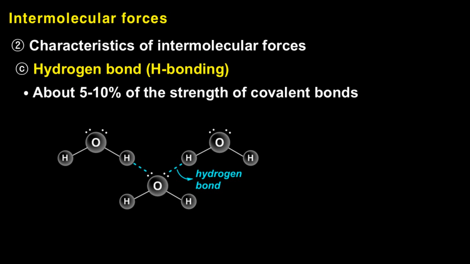Hydrogen bonds are weaker than covalent bonds, but still strong enough to have a big impact on physical properties. Their strength is usually around 5 to 10% of a covalent bond, which might sound small, but it's more than enough to affect things like boiling point and solubility in a major way.